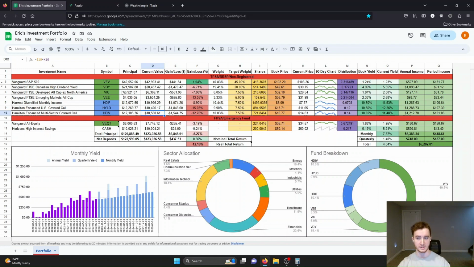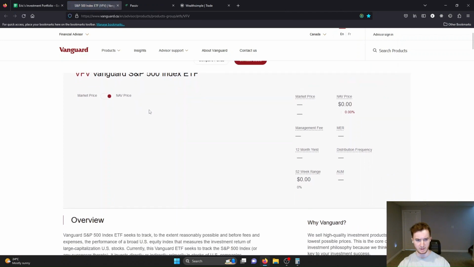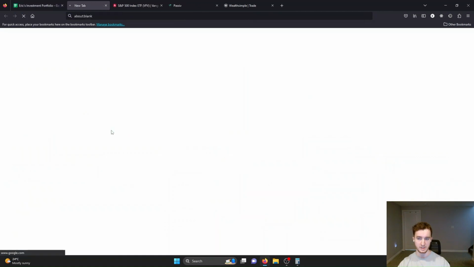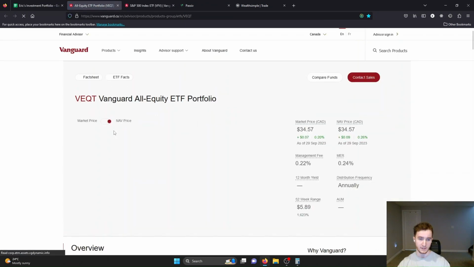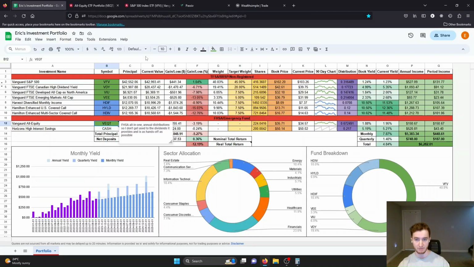So I'm able to take advantage of particular opportunities in those components, and I'm also able to save a bit on fees, because if you look at VFE, for example, the MER is 0.09, whereas for VEQT, the overall fund, it's 0.24. VFE is a very large portion of my portfolio, so by investing in it, I get to save almost 0.10% MER. It's not a lot, but it's something.